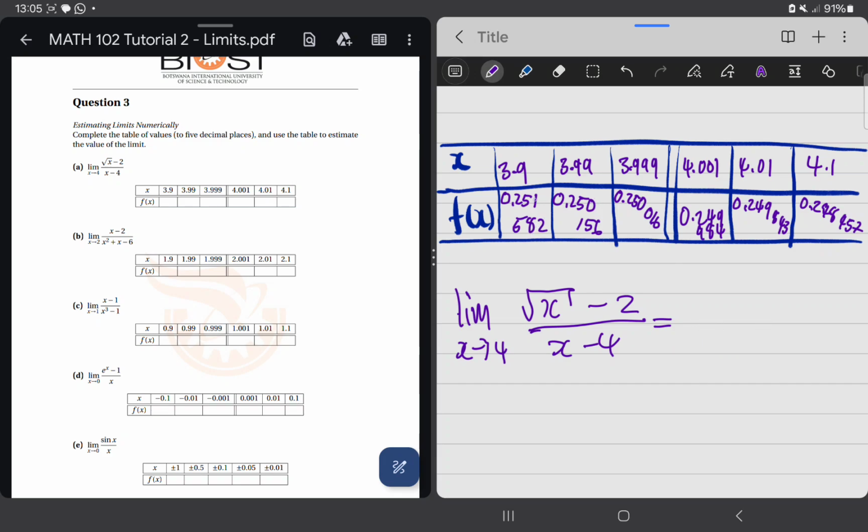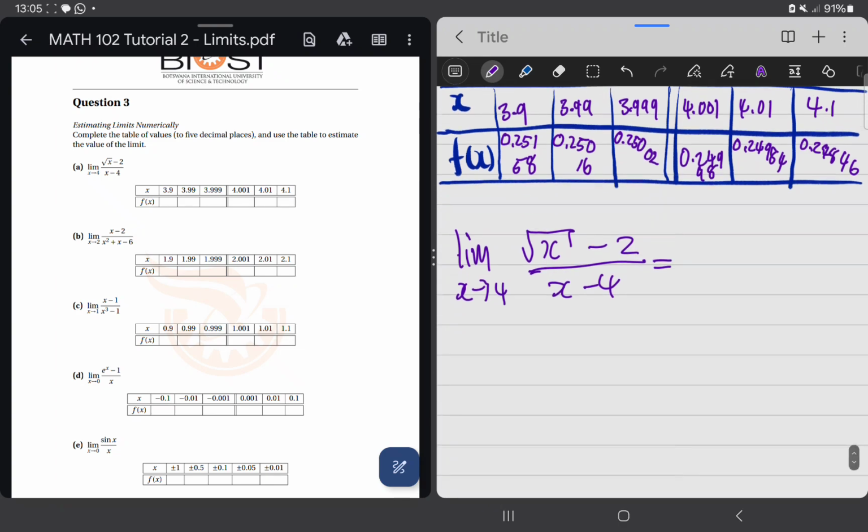So this is going to be 0.25158. Here it is going to be 0.25016. Here it is going to be 0.25002. Then here it is going to be 0.24998 instead of 0.249984. Then here it is 0.24984. Here this is going to be 0.24846. So here we have it, and it is going towards 0.25000. So if you want to put it, it's going to be 0.25000.